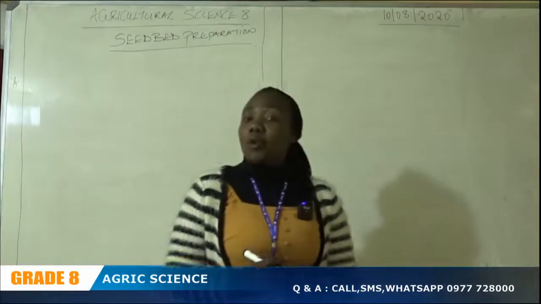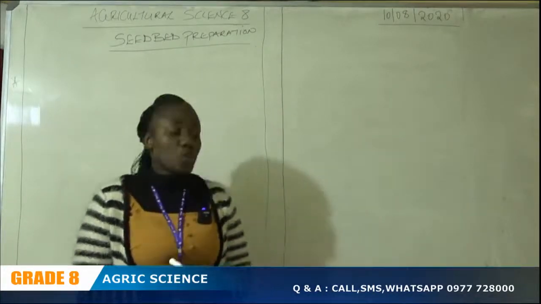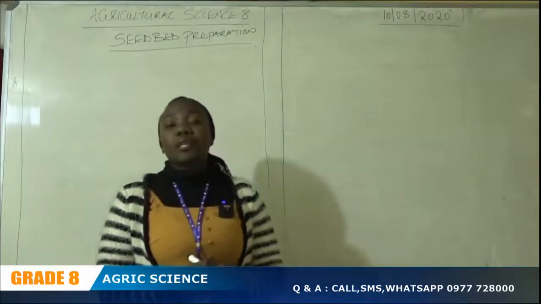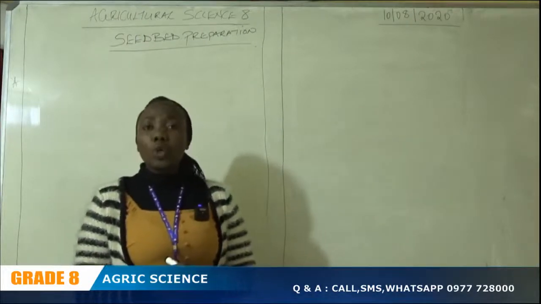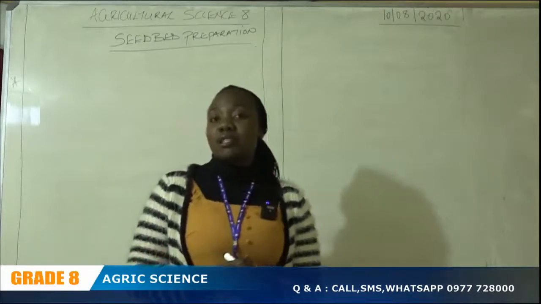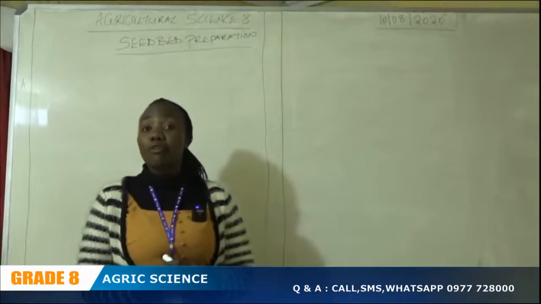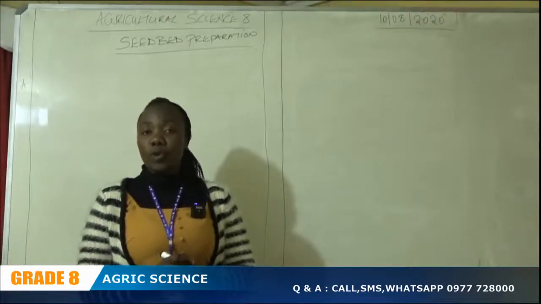Last week, we started a new topic, which was on crop production. We defined what crop production was. We also looked at vegetable groups and their examples. Apart from that, we also learned on the factors that make a site suitable for growing vegetables. We also drew a plan for vegetable growing, okay?